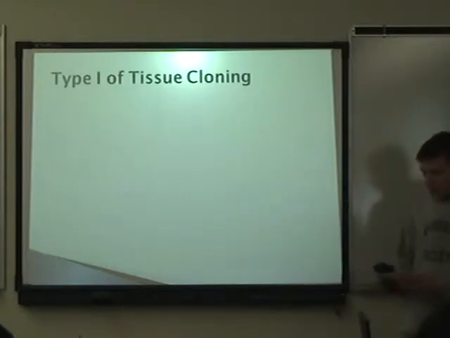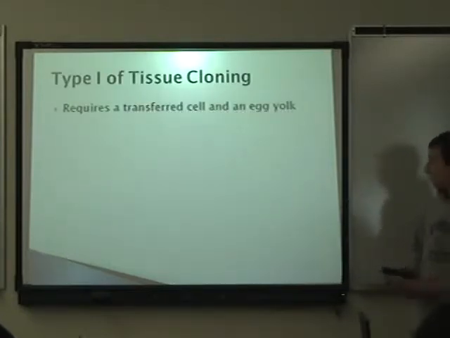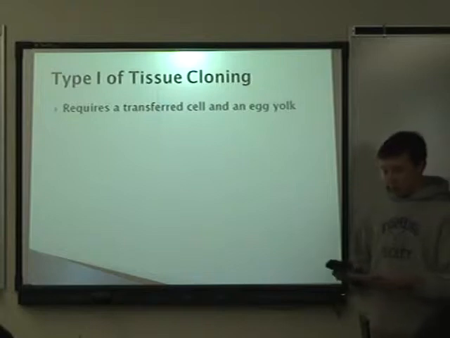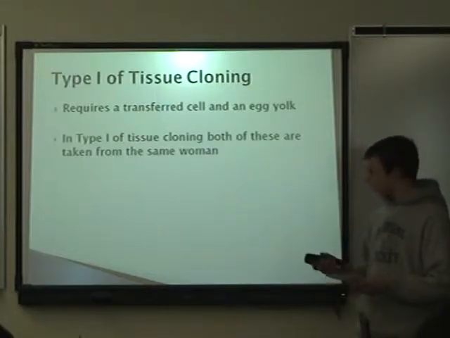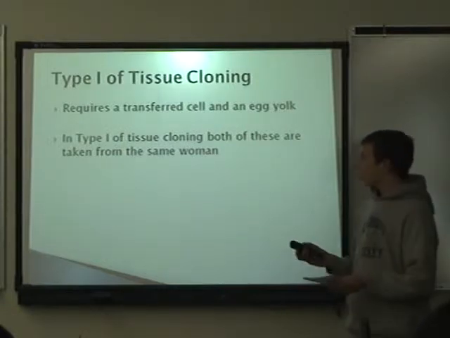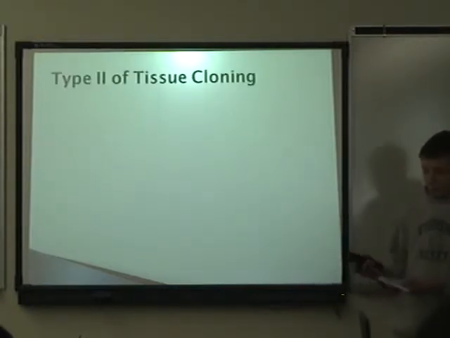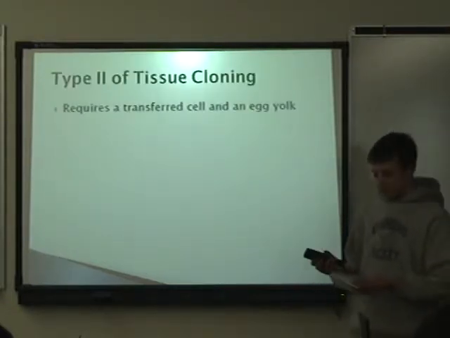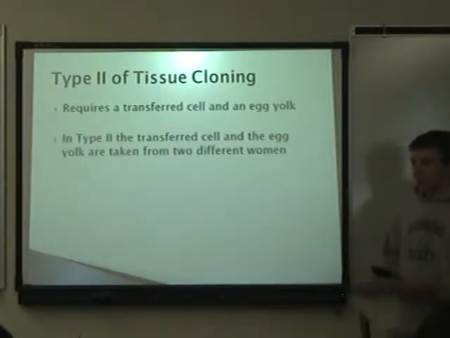Type 1 of tissue cloning requires a transferred cell and an egg yolk, and both are taken from the same person. That is the main difference between type 1 and type 2. In type 2, it requires the same stuff, but they're taken from 2 different people.